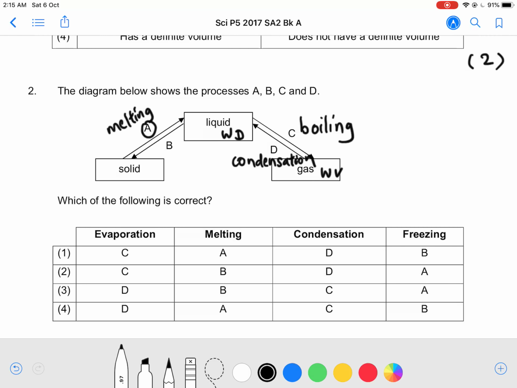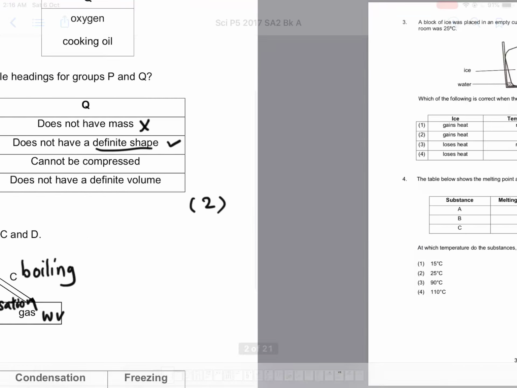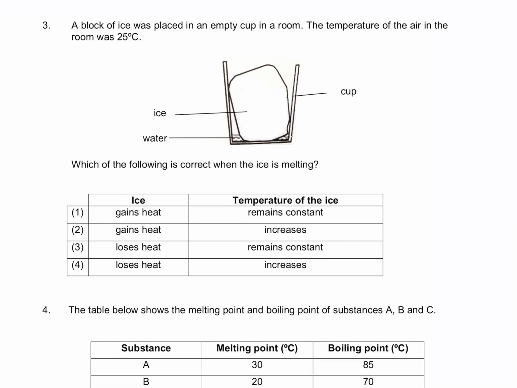And lastly, you have a liquid going to a solid. This is actually freezing. So if you look at the options, option number 1 will be the correct option. So that's for question number 2. Let's go on to question number 3.